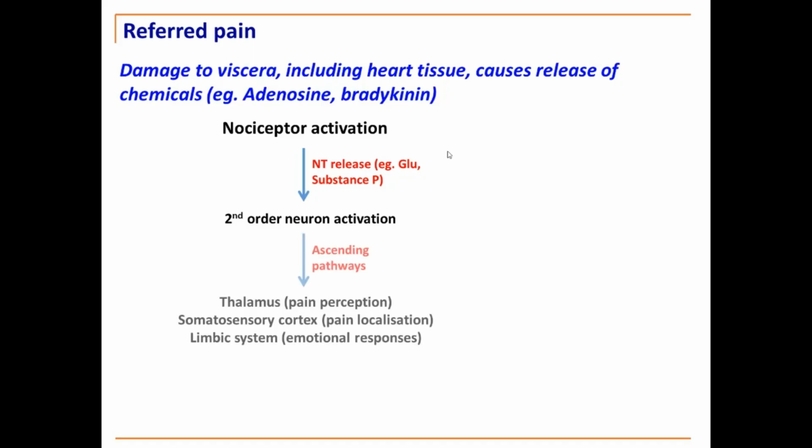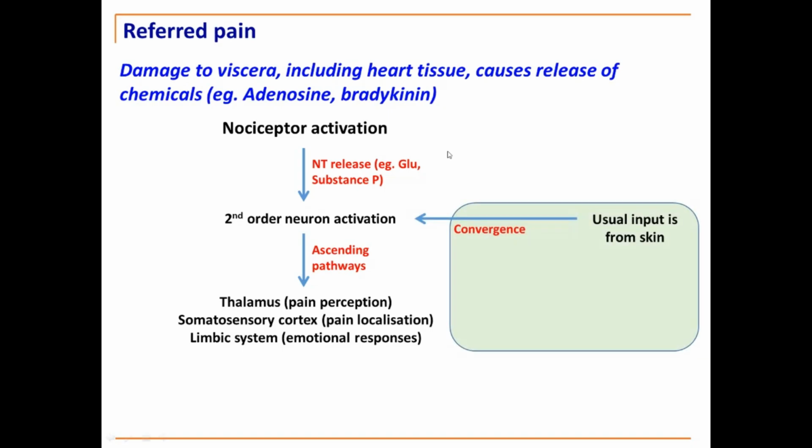We then go into the ascending pathways, where we go to the thalamus, where we're getting that pain perception. Yeah, there's some pain happening. Then the somatosensory cortex tells us, oh, it's really bad pain and it's localized in this location. And we're getting those limbic responses, those emotional responses. Oh, it hurts. So we're getting those impulses.